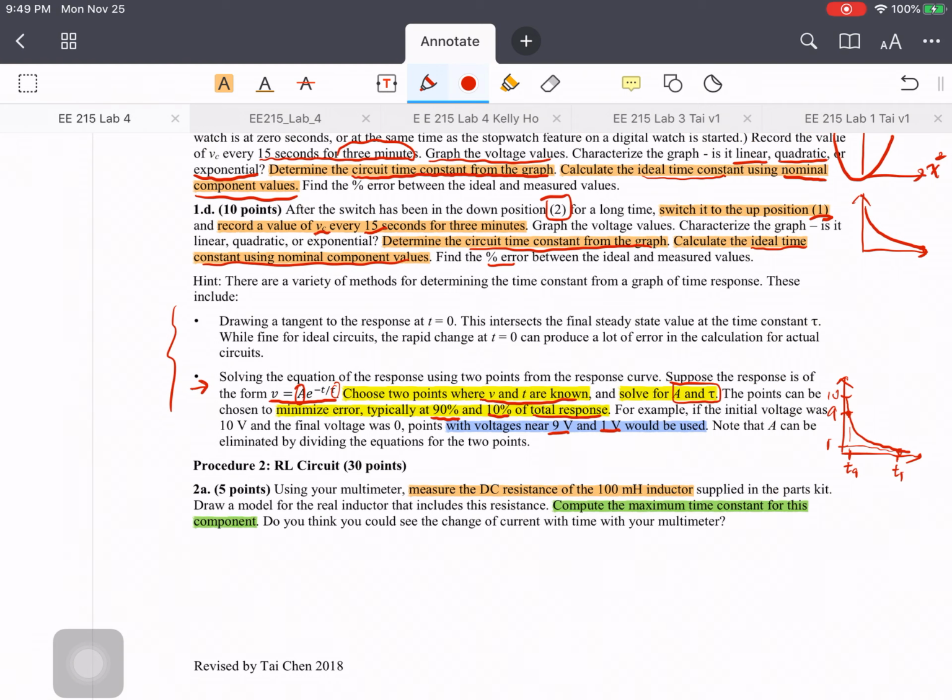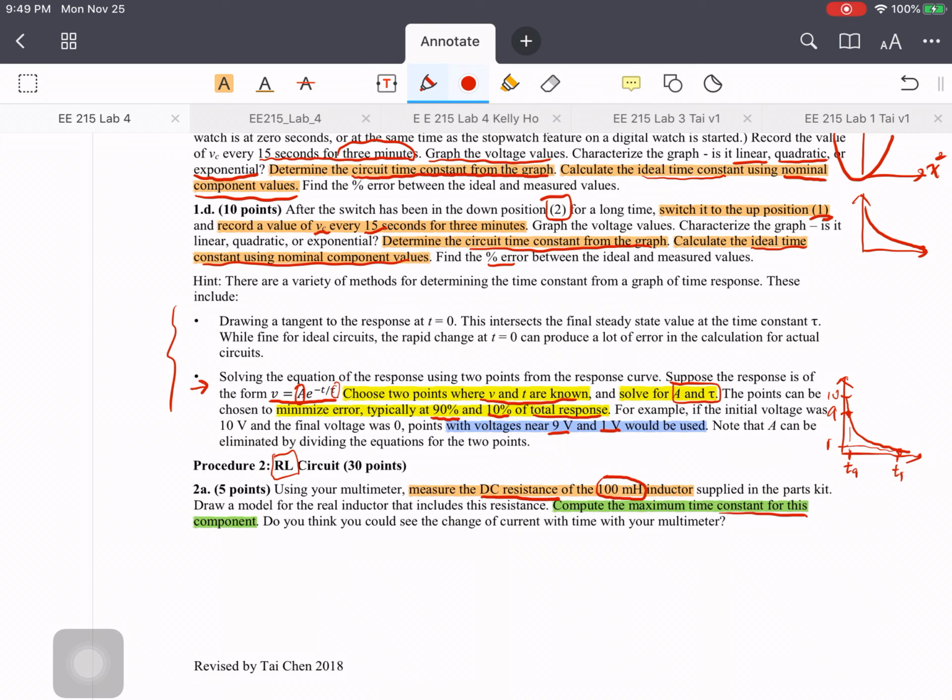The procedure 2 is RL circuit. So using your multimeter, first you have to measure the 100 millihenry inductor and then measure its DC resistance. And then compute the maximal time constant.